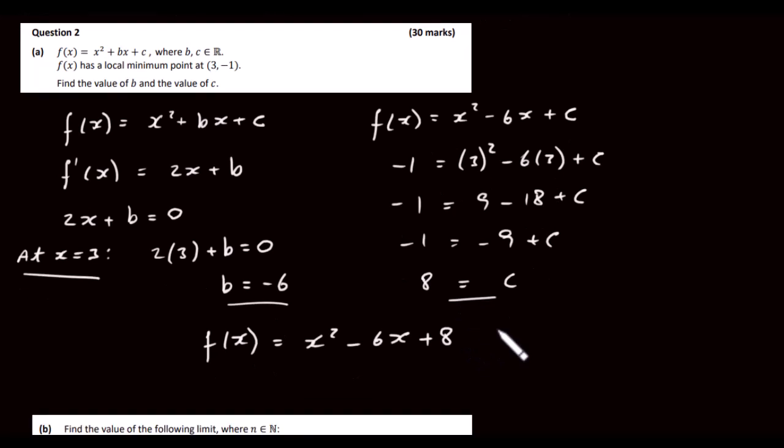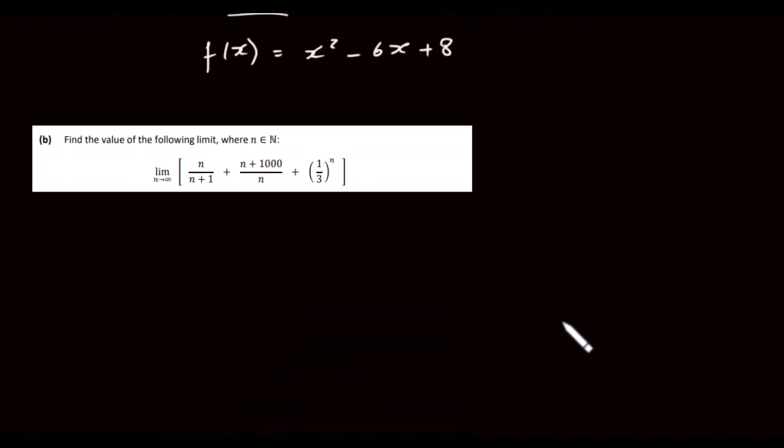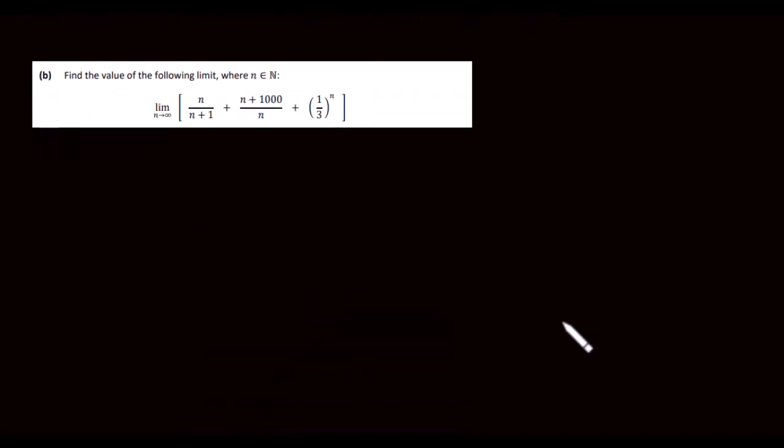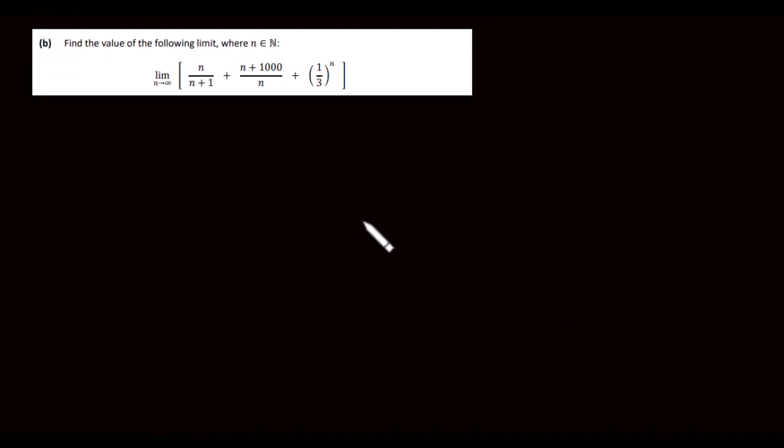Okay, let's have a look at part b then, the next part of the question. So this is a limits type question. So we have the limit of n over n plus 1, plus n plus 1000 over n, plus 1 over 3 to the power of n. And we've got to find the value of our limit. So we have the limit of this term, and this term here.